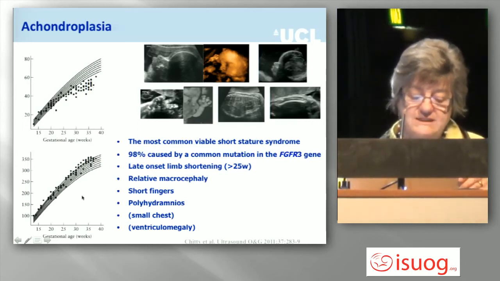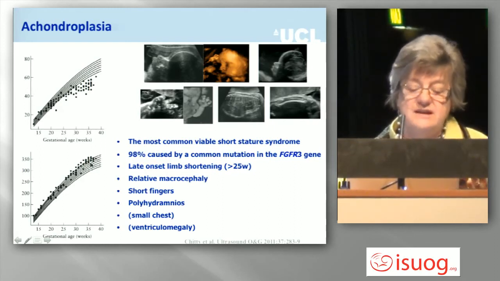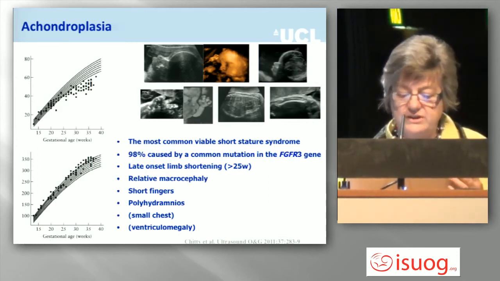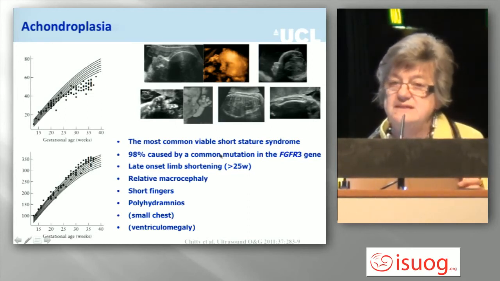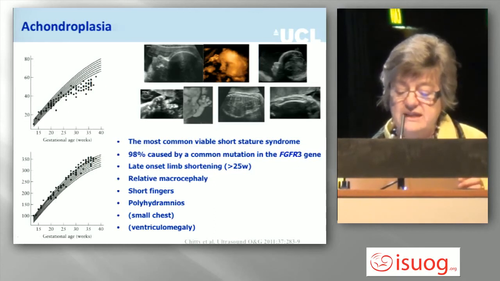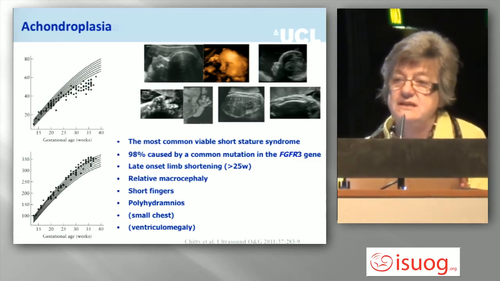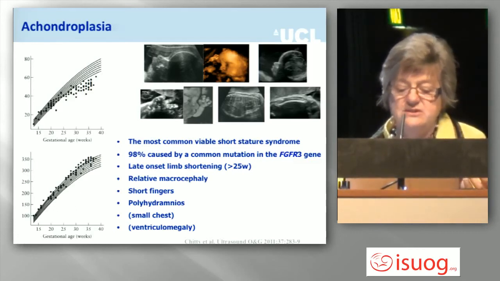These babies also have relative macrocephaly, and that occurs from early in pregnancy. And again, these are the normal head circumference charts here, and you can see the head circumferences lie on or above or around the 97th percentile for a good number of these cases. The abdominal circumferences lie within the normal range. 98% of these babies with achondroplasia have the same common mutation in the FGFR3 gene. They also have frontal bossing, so it's a mutation in the same gene as thanatophoric dysplasia, so they have very similar features. It's just the chests which aren't so short and the limbs aren't so short.